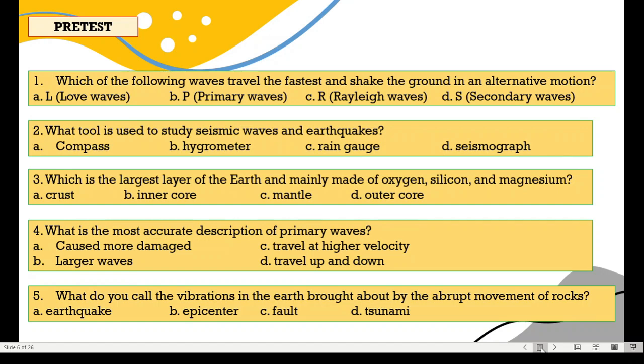Now, if you are done answering, let's check your work. For number 1, the answer is B, primary waves. Number 2, it's letter D, seismograph. Number 3, the correct answer is letter C, mantle. Number 4 is letter C, travel at higher velocity. Number 5 is letter A, earthquake.